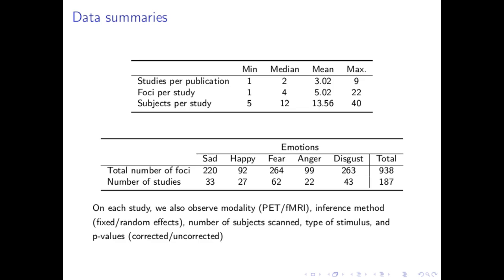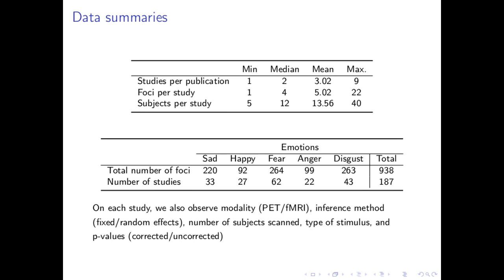Now, these are a few data summaries. So you have the number of studies per publication, because each publication may report several single fMRI experiments. You have a minimum of 1 study per publication to a maximum of 9. And then you have 2 interesting things here: the number of foci per study, so how many peak activations a single fMRI experiment finds, and you see these aren't very many. The median and the mean number of foci reported by a single neuroimaging experiment is 4 and 5 respectively, so these are really sparse data sets themselves.